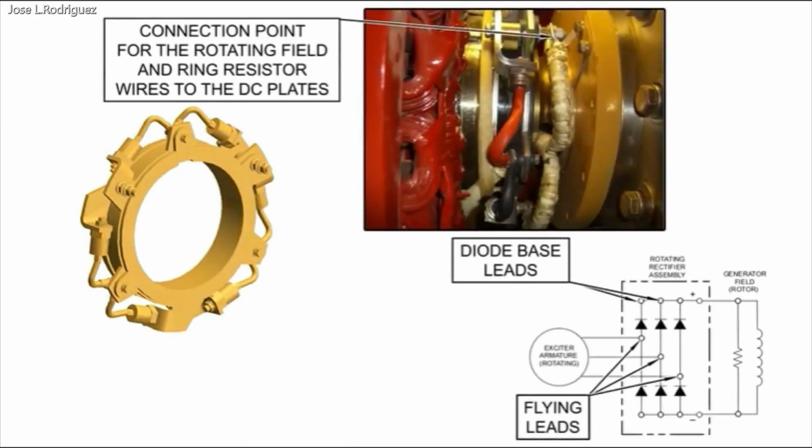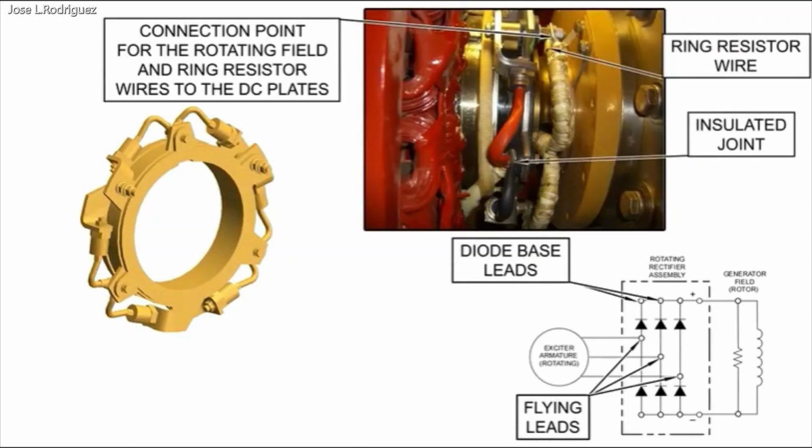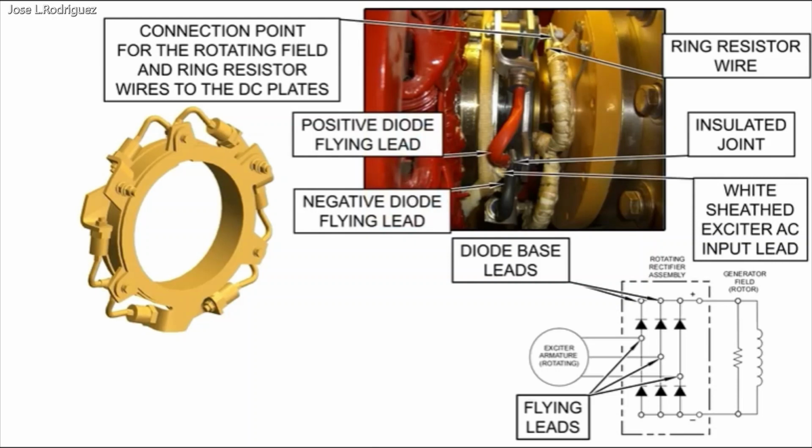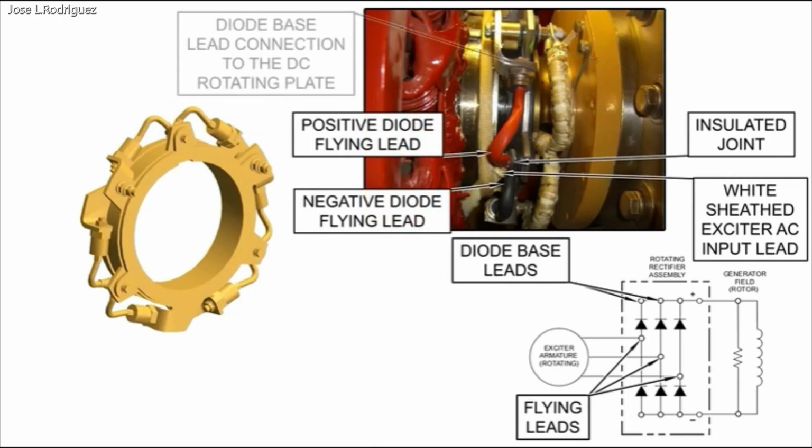Connection point for the rotating field and ring resistor wires to the DC plates. Ring resistor wire. Insulated joint. Negative diode flying lead. Positive diode flying lead. White sheathed exciter AC input lead. Diode base lead connection to the DC rotating plate.